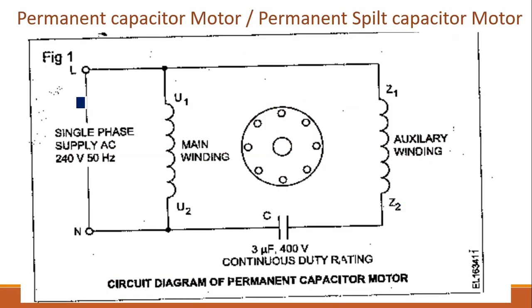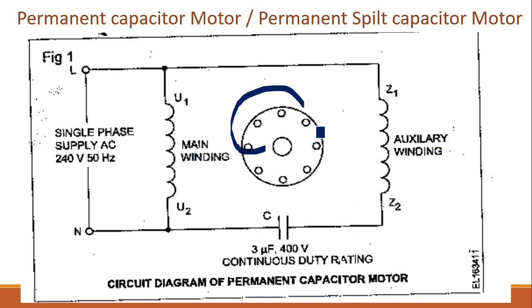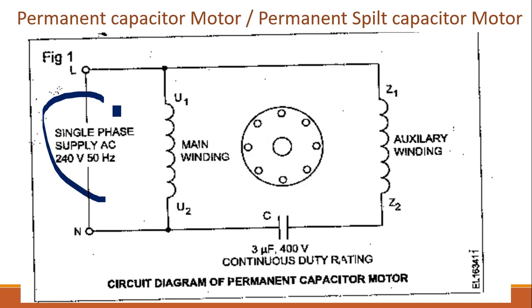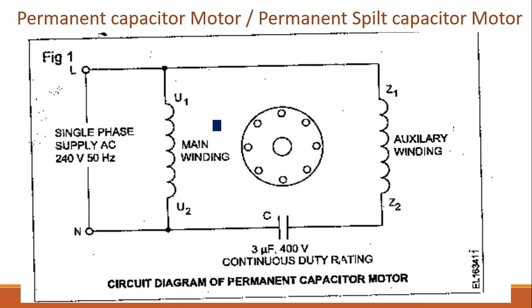We'll be seeing the circuit diagram like this. There are two windings. One is known as the main winding, the second is the auxiliary winding, and a capacitor is connected in series to the auxiliary winding, and there is a squirrel cage rotor of the single phase induction motor. Now the supply voltage is single phase 240 volt, and for the phase splitting there are two windings, and one winding is connected through the capacitor.